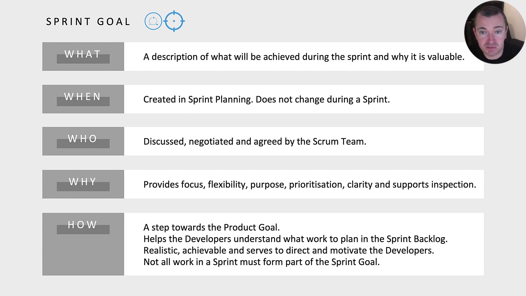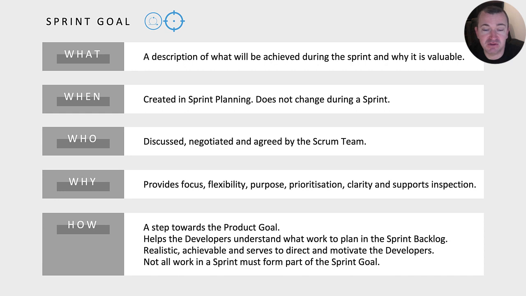A sprint goal should provide transparency around the value of the Scrum team's work. Prioritization. Wherever possible, developers do work that makes the maximum contribution towards the sprint goal. Clarity. A sprint goal helps Scrum teams to clearly communicate the objective of the sprint to stakeholders. And inspection. A sprint goal helps ensure the right stakeholders are included at the sprint review in order to enable effective inspection of the increment.